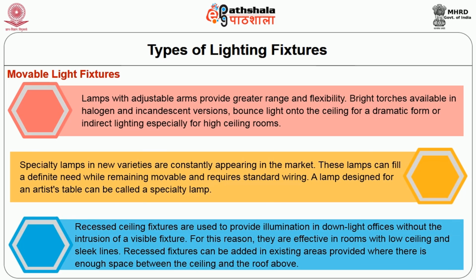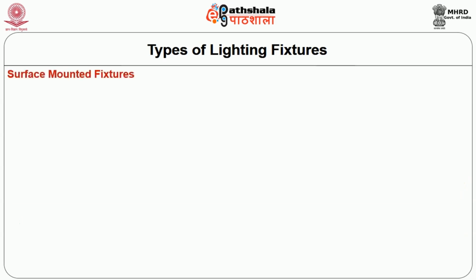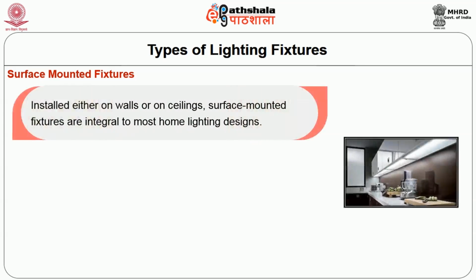Recessed ceiling fixtures are used to provide downlight illumination without the intrusion of a visible fixture. For this reason, they are effective in rooms with low ceilings and sleek lines. Recessed fixtures can be added in existing areas where there is enough space between the ceiling and the roof above. The next one is surface mounted fixtures. This is installed either on walls or on the ceilings.